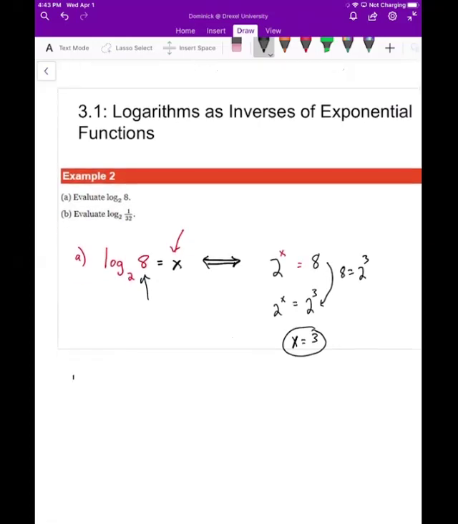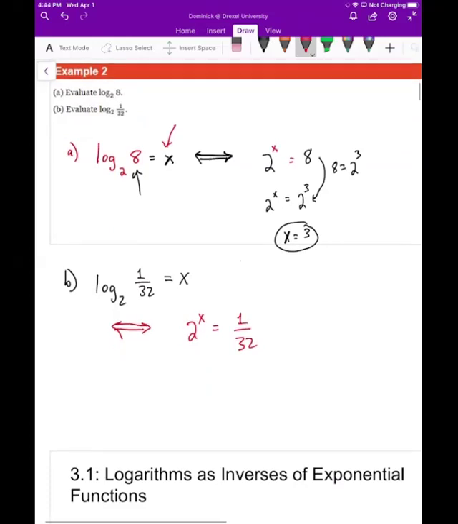Now for part B, a similar situation. We want to find log base 2 of 1 over 32. And again, we're going to call that x. So if we convert this, this is saying that 2 to the x is equal to 1 over 32. Well, can we write 1 over 32 as a power of 2?